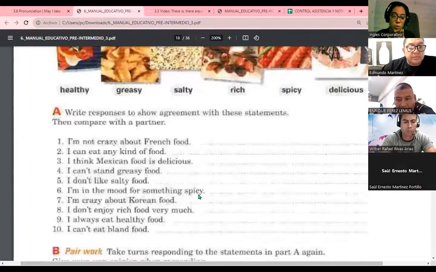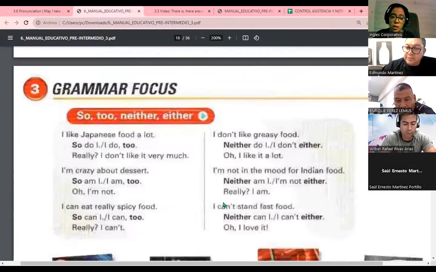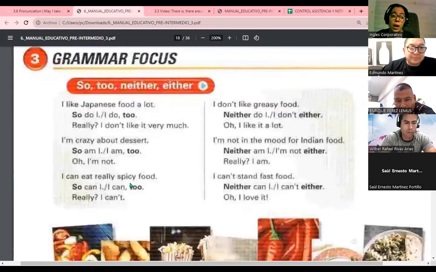Y luego tenemos, ¿verdad? Vamos in this one. I'm crazy about Korean food. So do I. Oh, I am too. Oh, ajá. So am I. Ajá. Pero si quiero decir que no, I'm not. Ok. Muy bien, excelente.